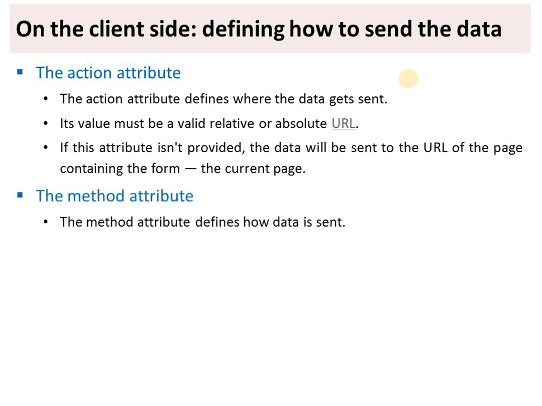Now another attribute which is used to send the data is the method attribute, which defines how the data is sent.